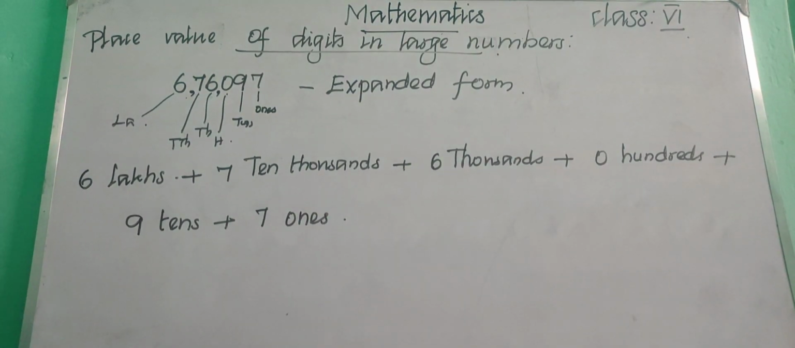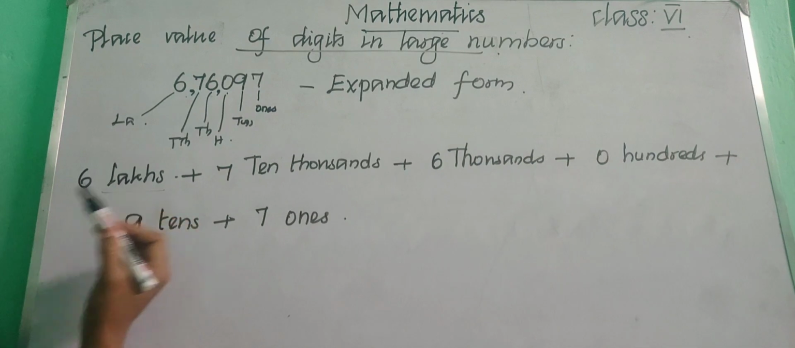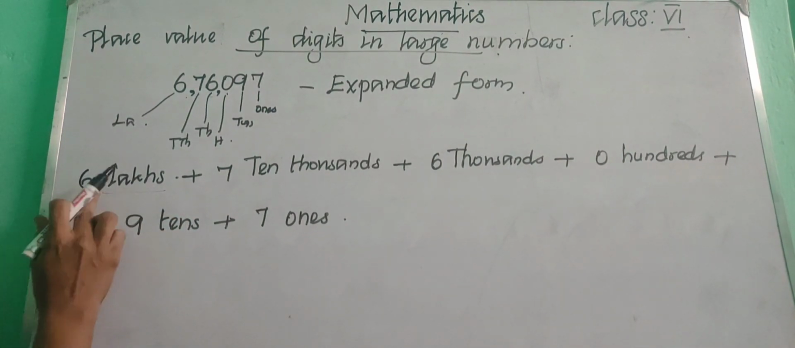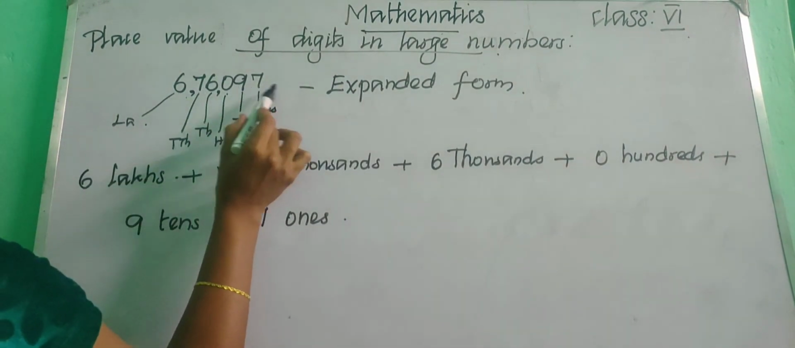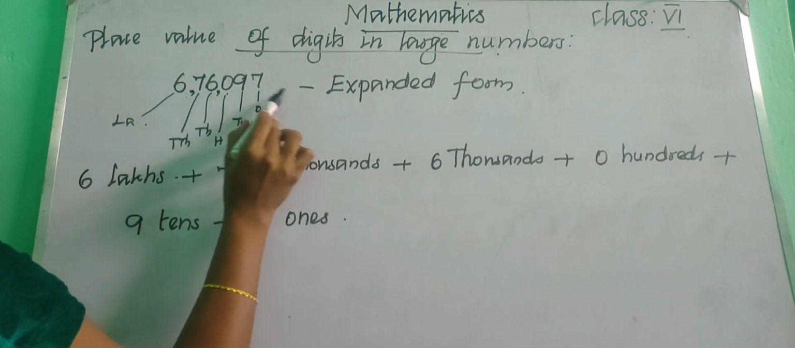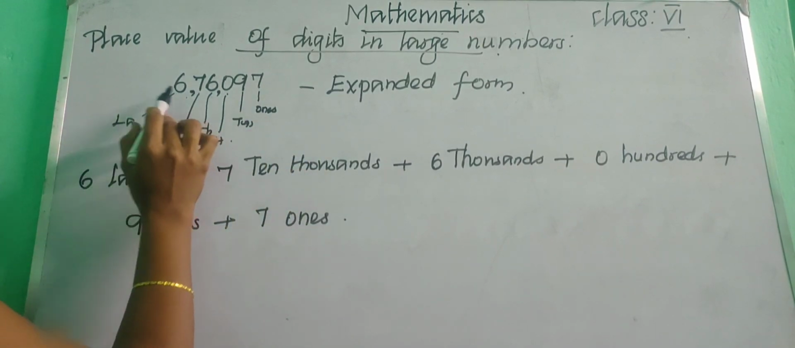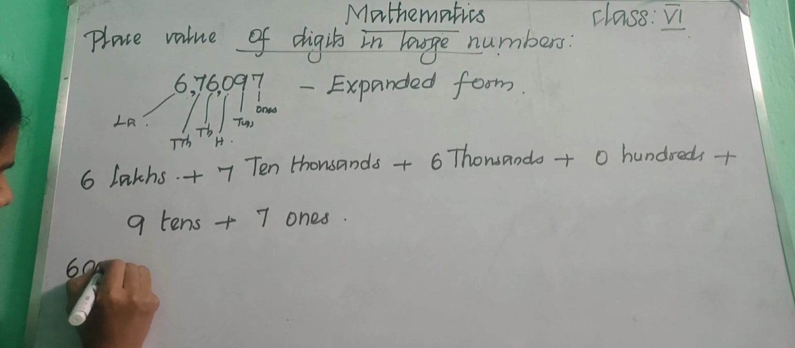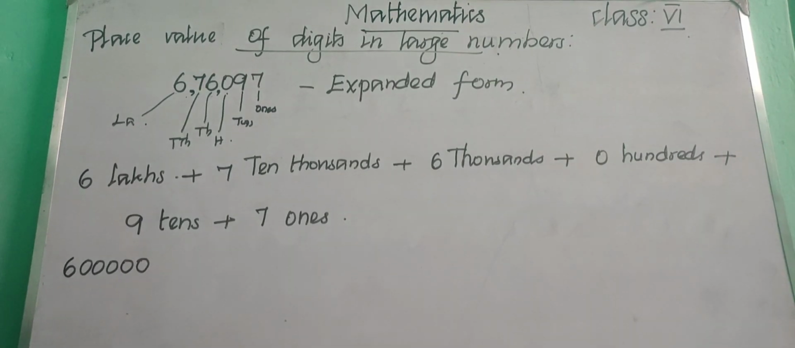Okay children, and after that we need to insert zeros for this lakhs. Lakhs means how many zeros? 5 zeros, is it children? So lakhs means 5 zeros. So here also we can count. After the 6, how many digits are there? 1 2 3 4 5, 5 digits are there. So for lakhs we need to include 5 zeros.